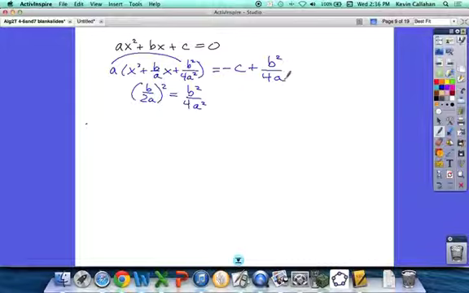Okay. Now, we made a perfect square trinomial by what we did. That's why we did that process. And the perfect square trinomial is factored like this: x plus b over 2a, squared. And you still have the a in the front.